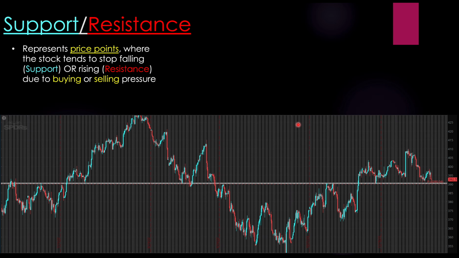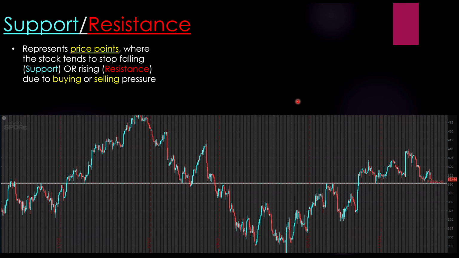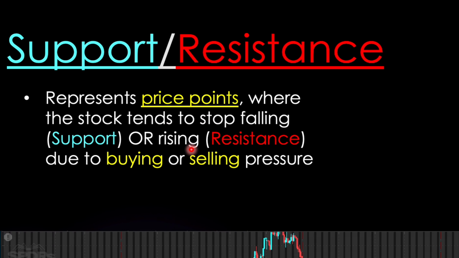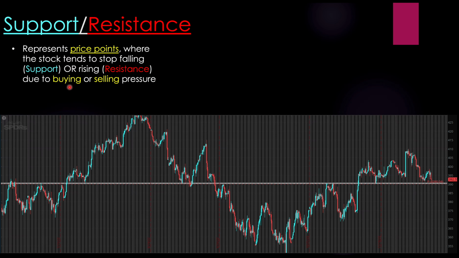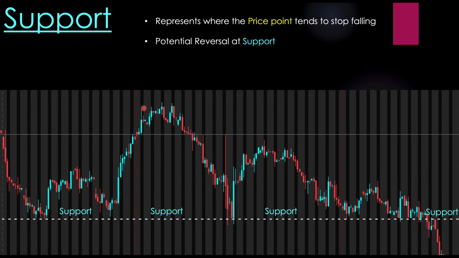Support and resistance represents price points where the stock tends to stop falling or rising due to buying or selling pressure. Now, what does that mean? Let's go over the very first few sentences. Represents price points where the stock tends to stop falling or rising due to buying or selling pressure. How support acts. Guys, look at this. This is why I love trading support and finding support levels, because look at this.